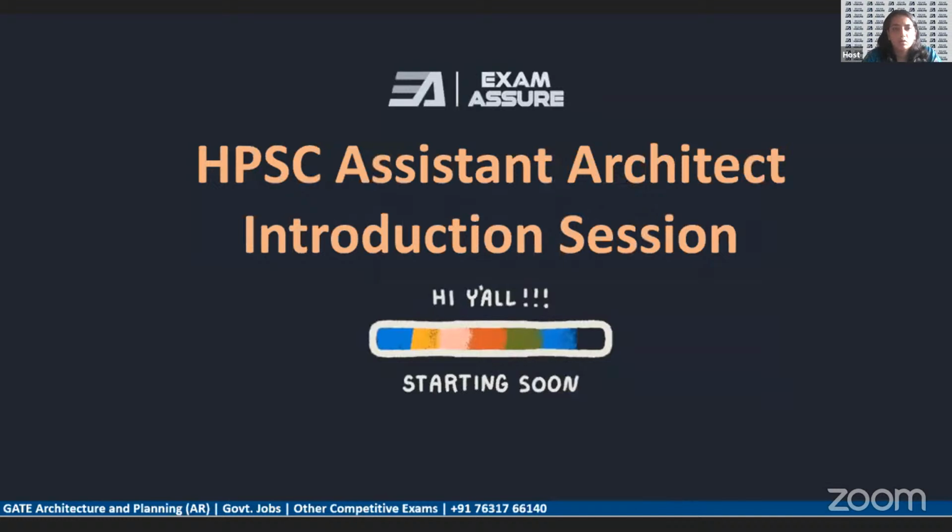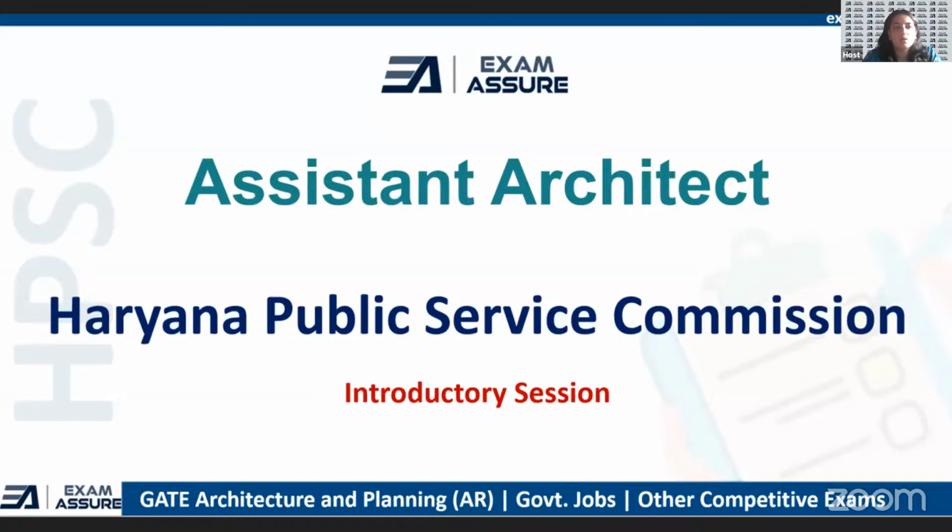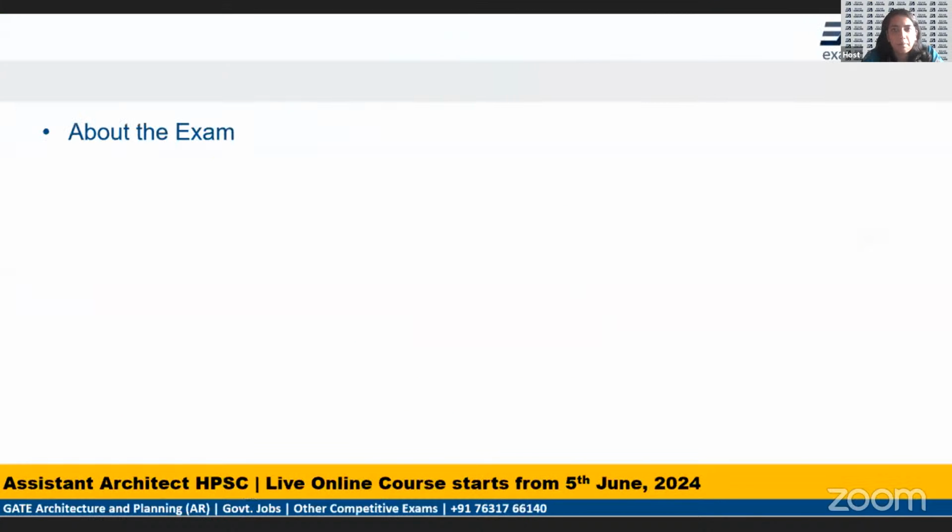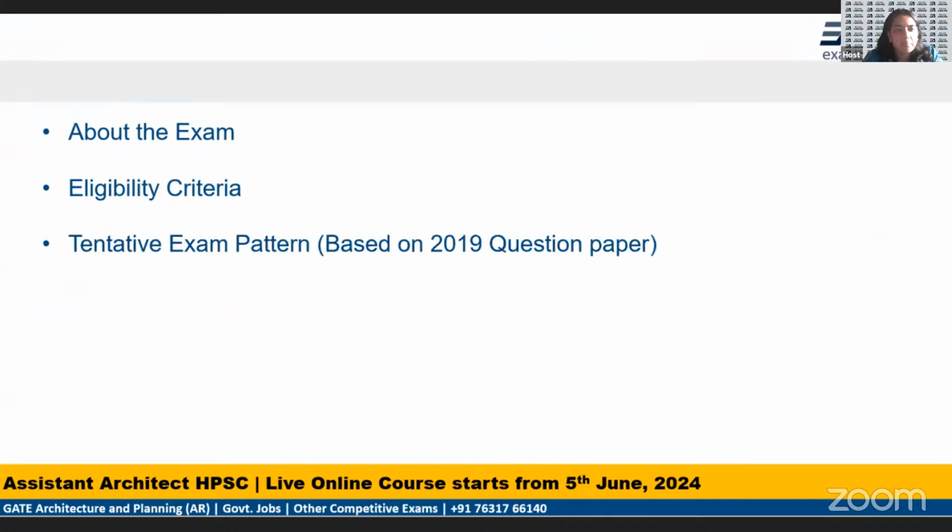So first of all, welcome to the introductory session for the post of Assistant Architect for the exam which will be conducted by the Haryana Public Service Commission. Today, we are going to discuss primarily the exam eligibility criteria, the tentative exam pattern, which is based on the 2019 question paper. Why do I say tentative? I will discuss when we come to that point. Then the syllabus, again tentative, and our preparation strategy.